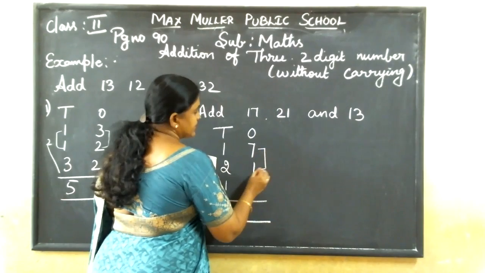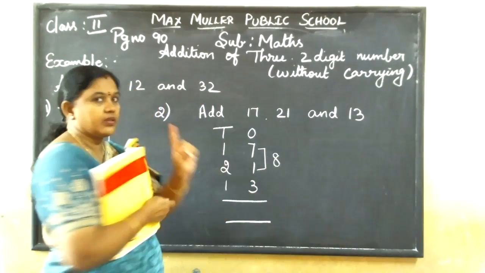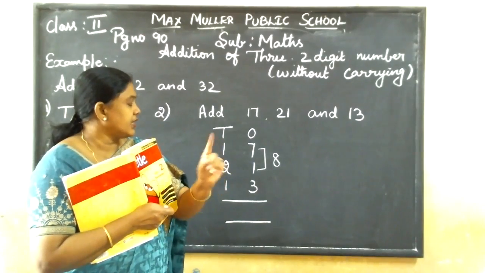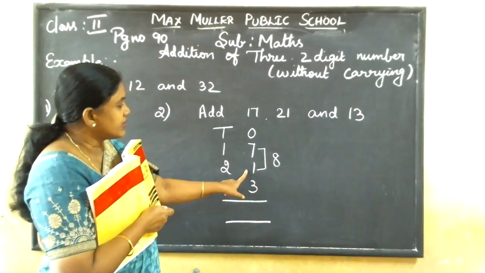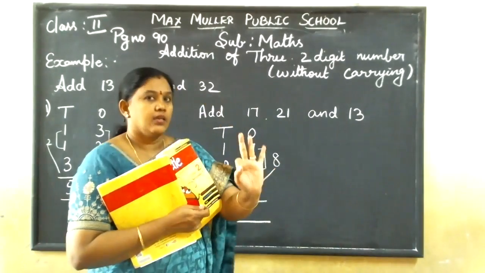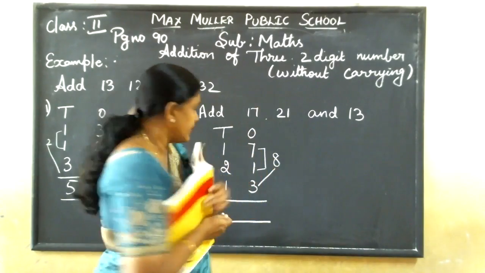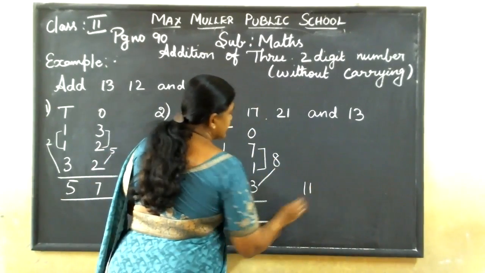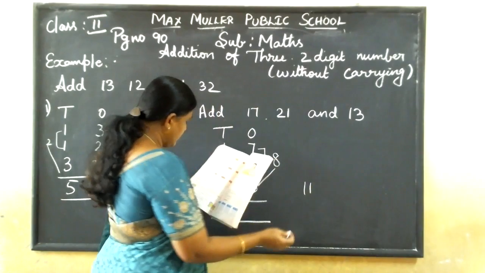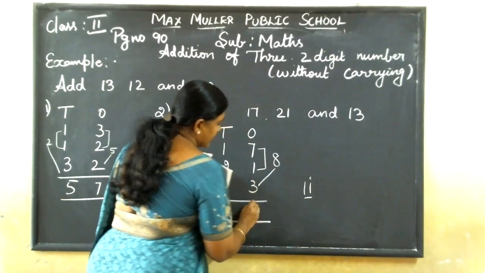So 7 plus 1, 8. 7 in the mind, 1 on the finger. After 7, 8. 8 plus 3, 8 in the mind, 3 on the finger. After 8, 9, 10, 11. See, 11 is a two-digit number, children. So what will you do? Shall I write 11 here?